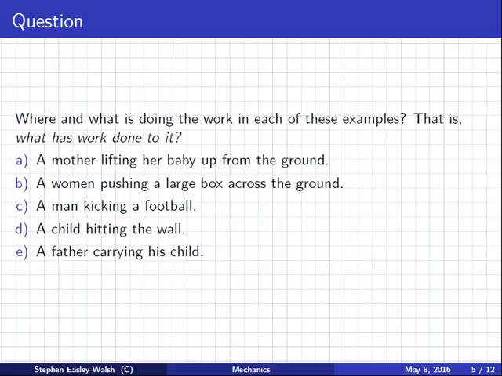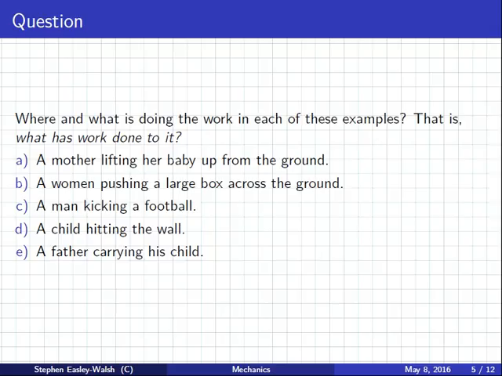A child hitting the wall. What's the force? The hitting force. And the distance, again, think. No. You're doing that thing where you don't think. The distance when he makes contact with the wall. Yep, how far the skin goes in. That's it. How far the skin compresses, which is a very small distance. Yes.